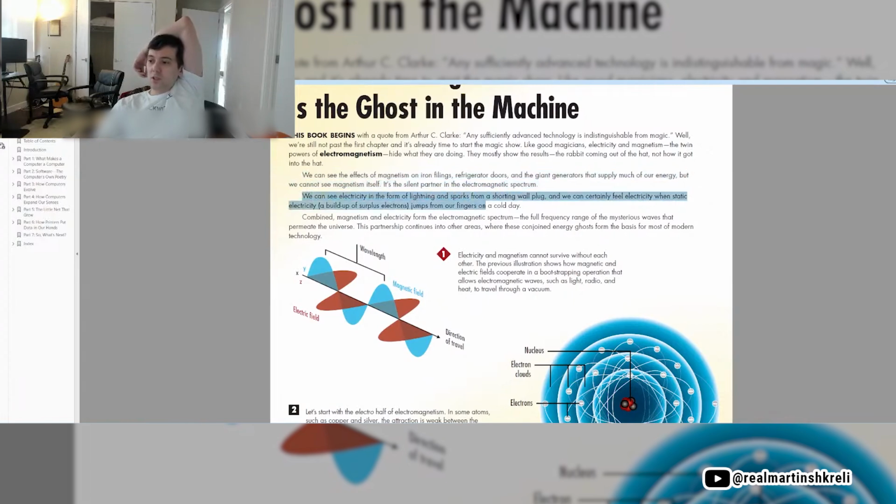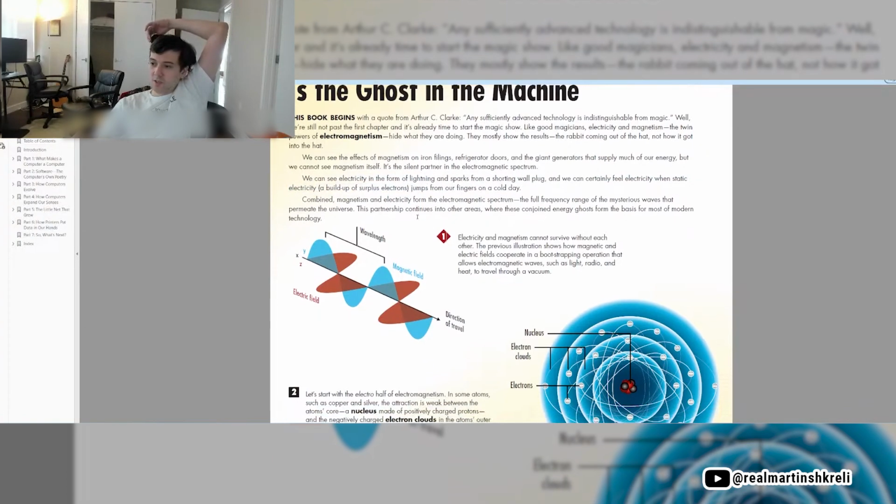We can see electricity in the form of lightning and sparks from a shorting wall plug, and we can certainly feel electricity when static electricity jumps from our fingers on a cold day. Static electricity is a buildup of surplus electrons. Combined, magnetism and electricity form the electromagnetic spectrum, the full frequency range of the mysterious waves that permeate the universe.